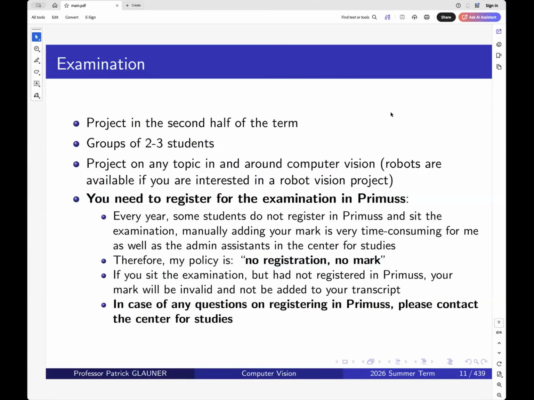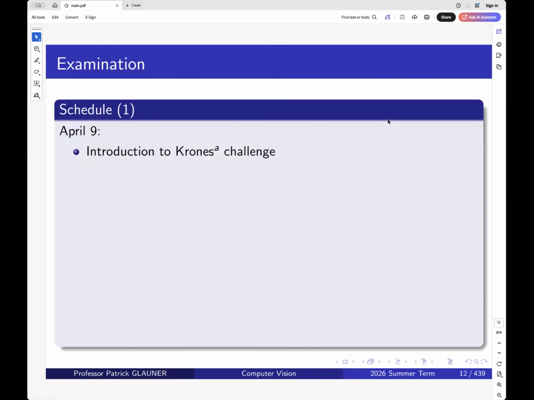You will be informed in a couple of weeks by the Center for Studies how to register for exams. And if you have any questions about Primus or how to register in there, please don't contact me, contact the Center for Studies, because I don't have access to that portal. So I'm just unable to help. If you don't find the exam in Primus, please ask the Center for Studies. All of this will become relevant in a couple of weeks, but I'm informing you now so that you don't forget to register for the examination.